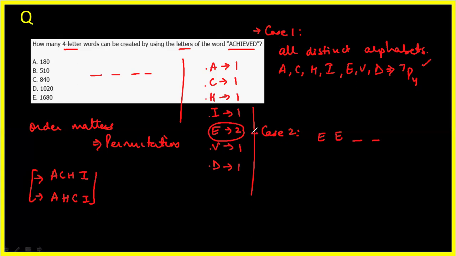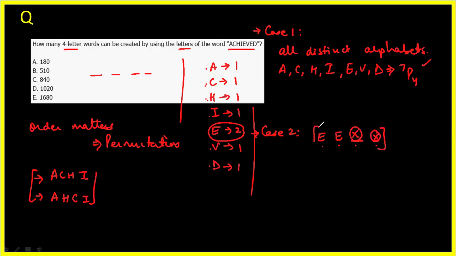Let's understand case number 2. Now, in case number 2, E is coming 2 times. If E is coming 2 times, the other 2 could be different, right? There will be different alphabets which we can use in these 2 slots. We don't know which all different. It could be AC, it could be AH, right? We don't know. Let's consider this as X and Y. These 2 will be different from each other as compared to E and E also.